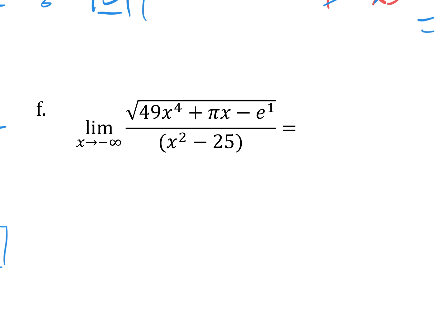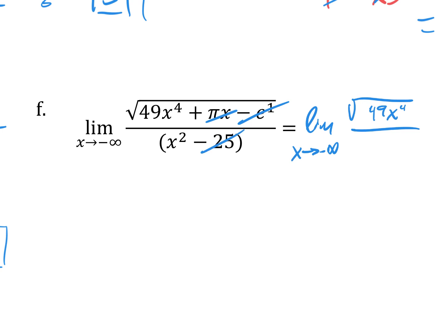All right? Again, as we go to negative infinity here, the small things don't matter. So we got this expression on the inside. We've got pi x. Well, that's x to the first. That's a lot smaller than x to the fourth. We have minus e to the first, okay? And so that doesn't matter, okay? So we're going to have the limit as x goes to negative infinity of the square root of 49x to the fourth. We'll clean that up in a second.